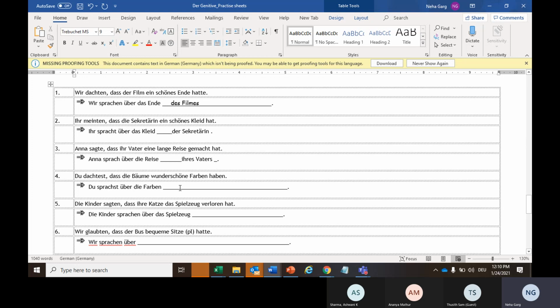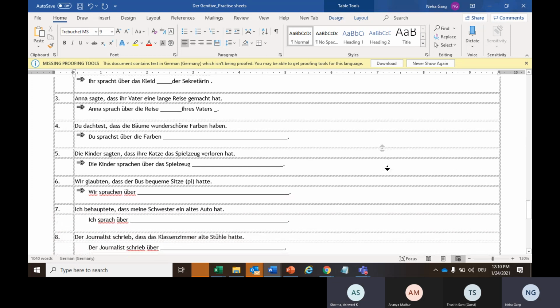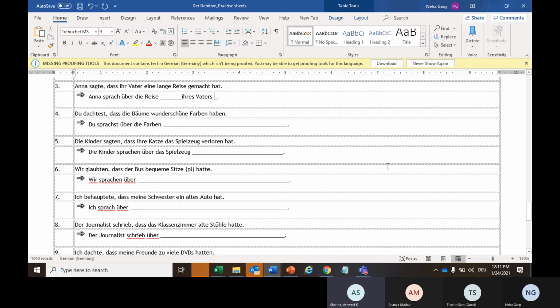Next, Ashwini, could you please read that? Nummer 4. Du dachtest, dass die Bäume wunderschöne Farben haben. Du sprachst über die Farben. You're talking about the colors of the trees. Also das ist Plural, die Bäume. Was sollen wir hier schreiben? Der Bäume. Baum is singular, Bäume is plural.